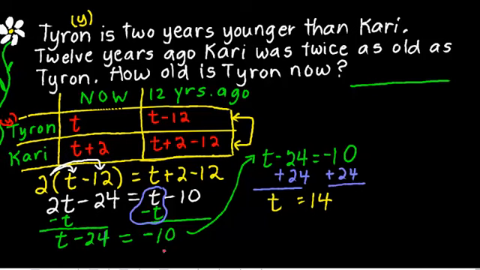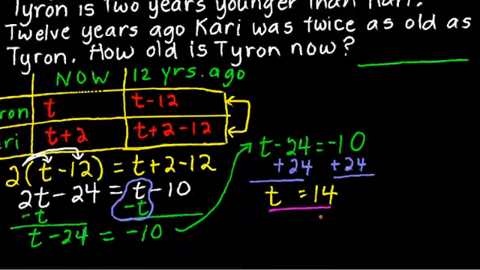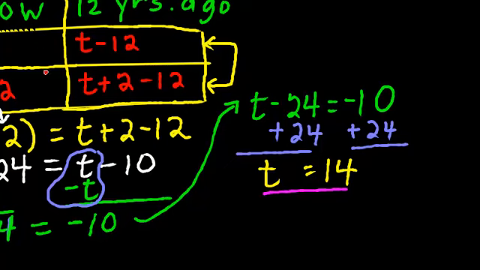Now what I need to do is check my answers. I like to take my answer and put it back into the table and fill in the rest of the table with what I believe, according to my algebra, the answers are. Tyrone's 14. Kari's 2 years older than that, which would make her 16 now. Now 12 years ago, if Tyrone's 14 now, he would have been 2. If Kari's 16 now, 12 years ago she would have been 4.